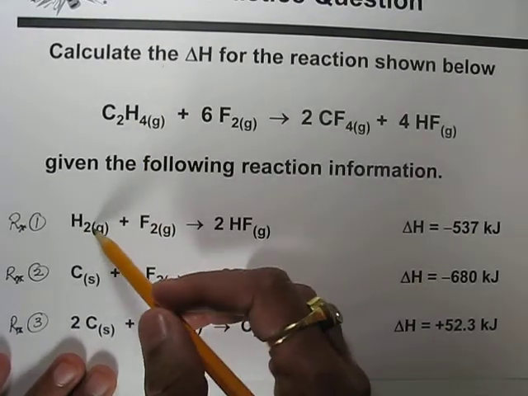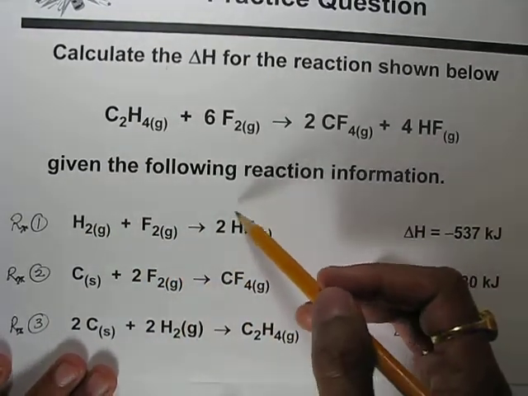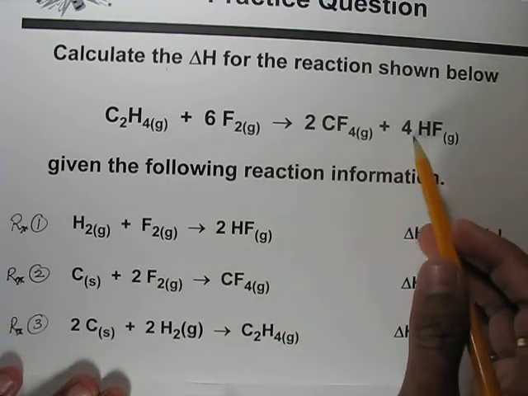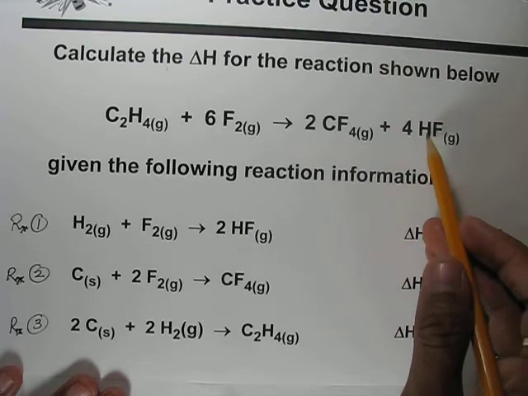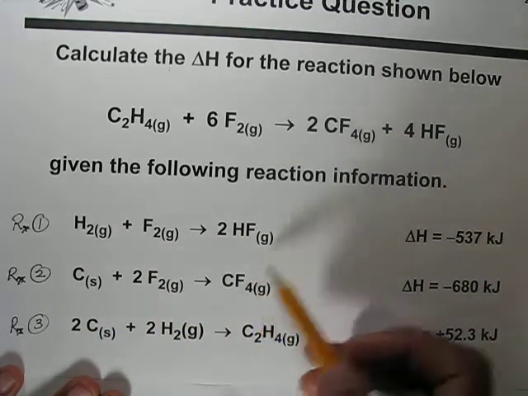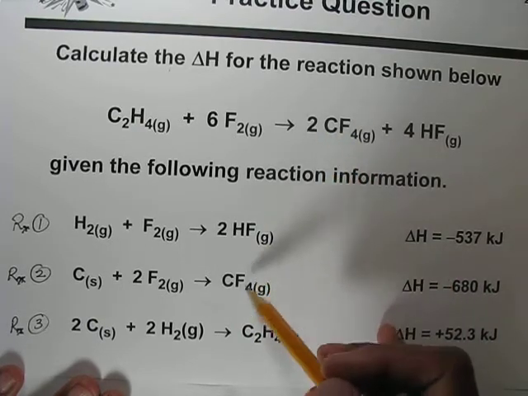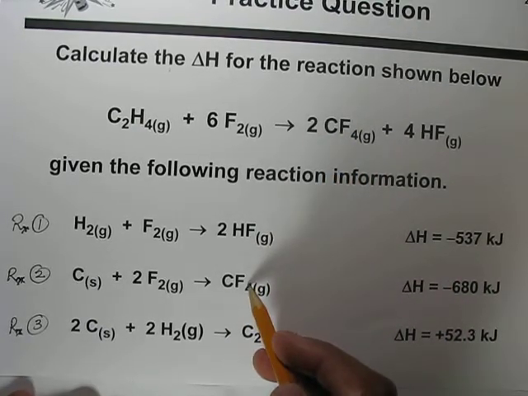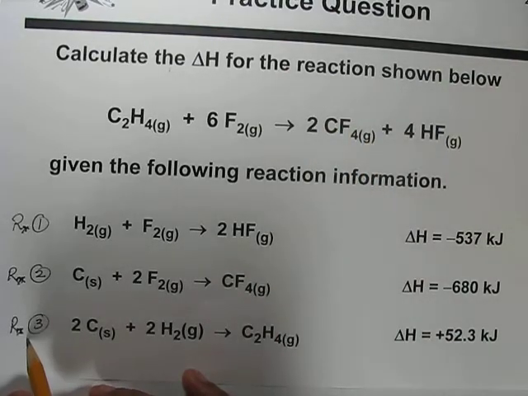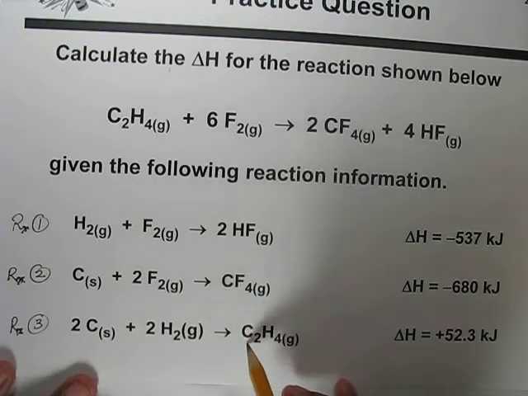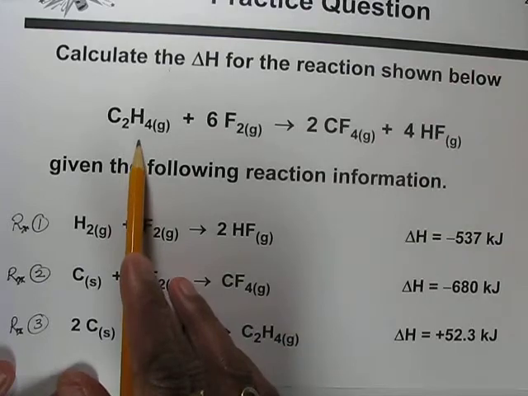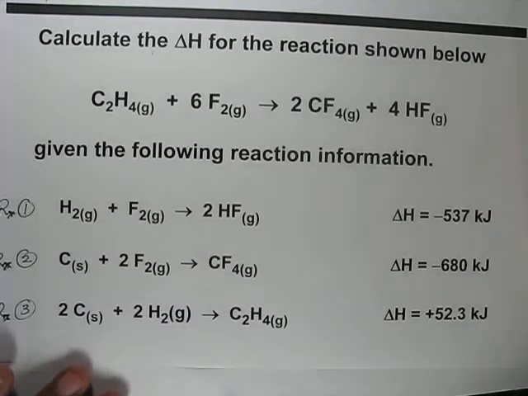You can see in this reaction HF is on the product side, which is good, but here there are only 2 moles, and in the desired reaction we need 4 moles. In the second reaction carbon tetrafluoride is also on the product side, which is nice, but here we have only 1 mole, and here it is 2 moles. In the third reaction, C2H4 is on the product side, but we need this on the reactant side to solve this question.